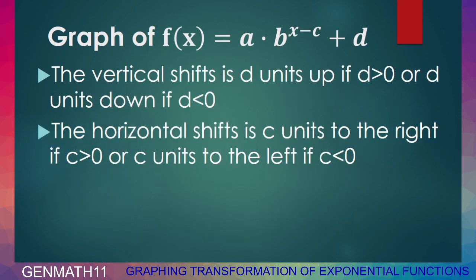Okay, next. So, the vertical shift is d units up if d is greater than 0, or d units down if d is less than 0. Yan, sinabi ko sa inyo kanina. Then the other one, the horizontal shift, is c units to the right if c is greater than 0, or c units to the left if c is less than 0. So yan.